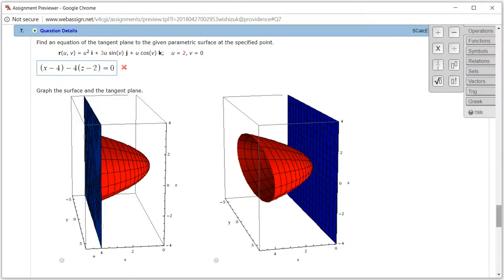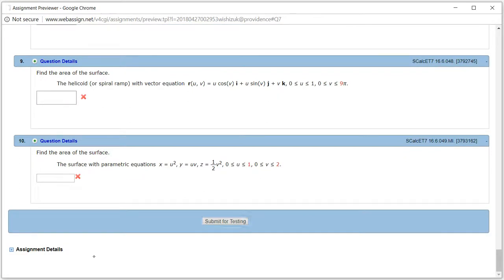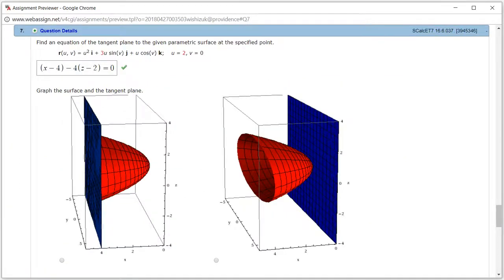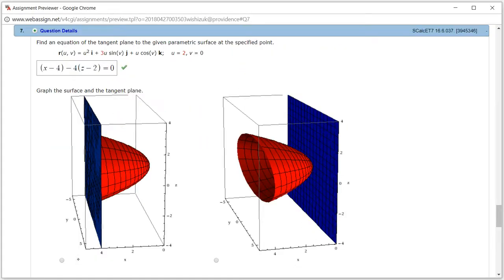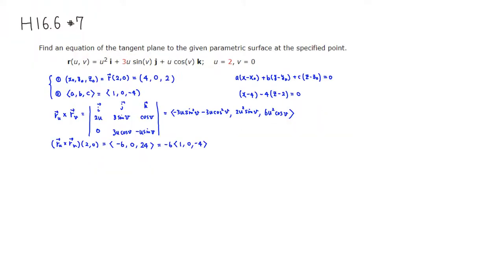All right, so let's check the answer. I came back and it looks like we got this equation correctly. So let's go back, we want to find the surface and the tangent plane. Let's try to figure out what kind of surface this is.